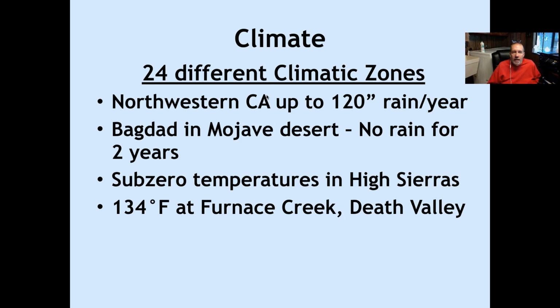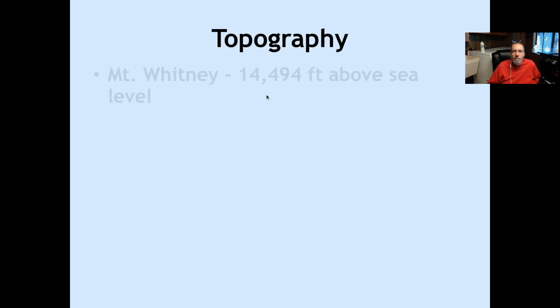The opposite of that is the 130 plus degree temperatures that can happen in Death Valley. Furnace Creek, a good name for that area, obviously, gets up to 134. Some of the hottest places on the planet are in California as well. And again, everything in between. There literally is just about every option in California as far as habitats and climates.